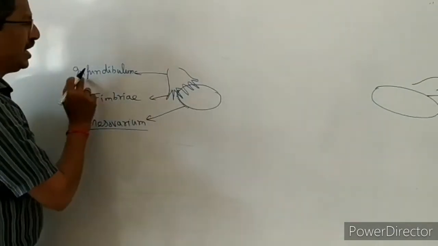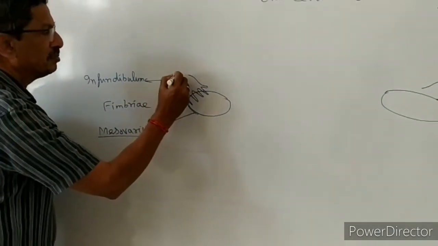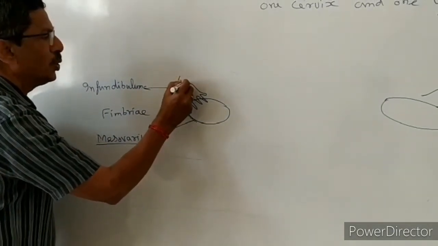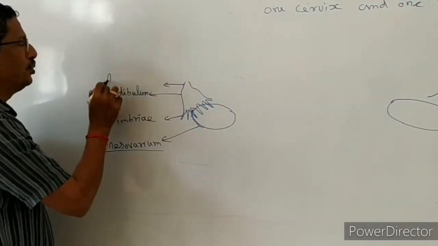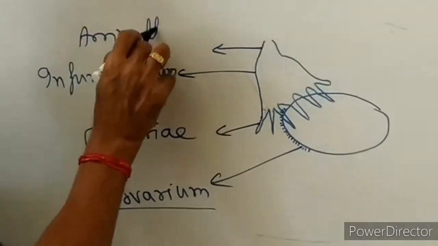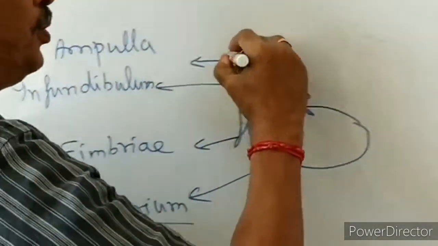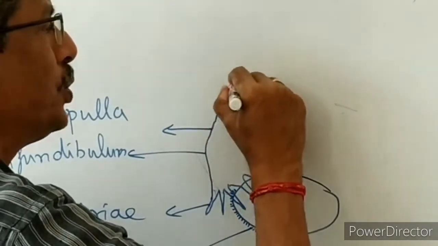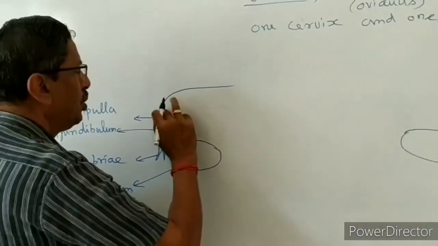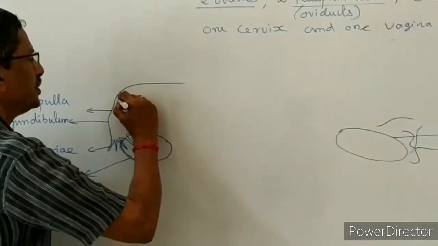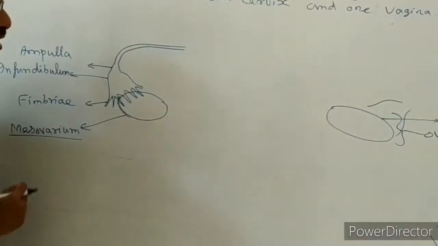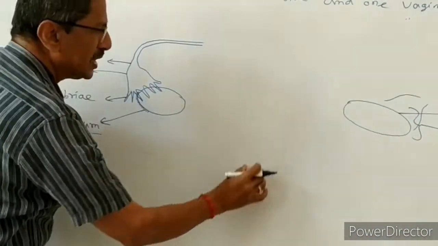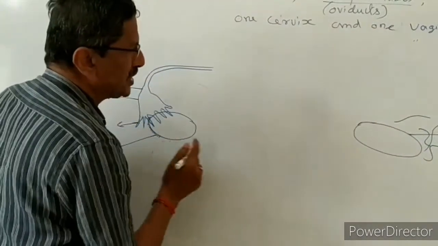Then the infundibulum, it is a funnel-shaped structure. It leads into a narrow but slightly wider tube. This part is called ampulla. This ampulla leads into a narrow tube. Now this narrow tube is running towards the center of the abdomen. Here only the abdomen is there, the center of the abdomen. Here only the backbone is running. So it is moving towards the center.